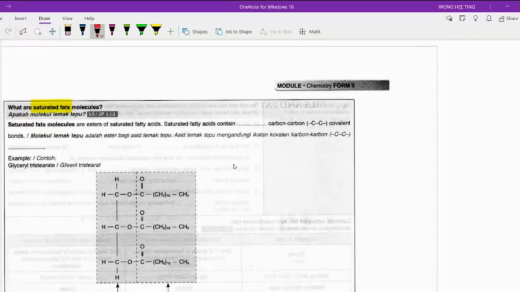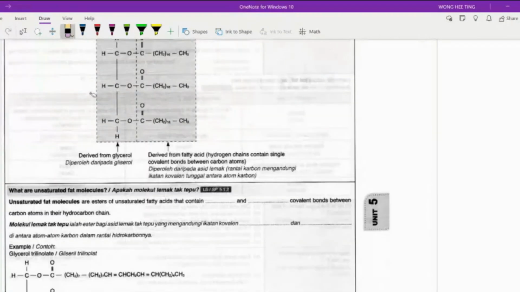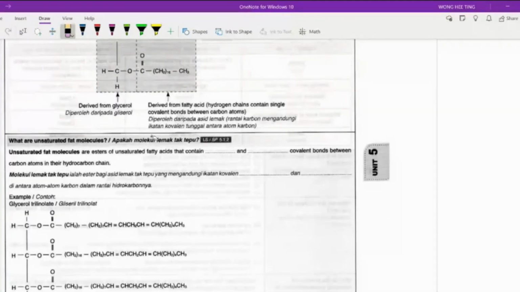So saturated fat molecules are esters of saturated fatty acid. They contain only single carbon-carbon covalent bonds. So like this, a single bond between the carbon and carbon, not this one. Don't confuse it with this one, which is C double bond O. Saturated means C and C, not C and O. Understand? So this one is not related here. All are single bonds. For example, glyceryl tristearate is a saturated fat.